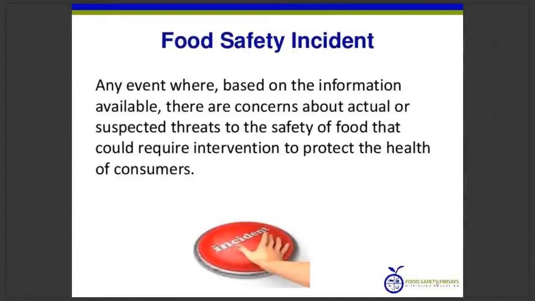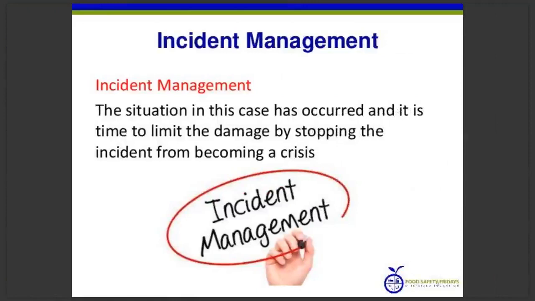For the food safety incident definition, it's simply an event where, based on the information available, there are concerns about actual or suspected threats to the safety of food that could require intervention to protect the health of consumers. It can be a potential incident, or a real incident that has already happened. So how can we manage such an incident? It's the situation that has already occurred, and it's time to limit the damage by stopping the incident from becoming a crisis, which is incident management.